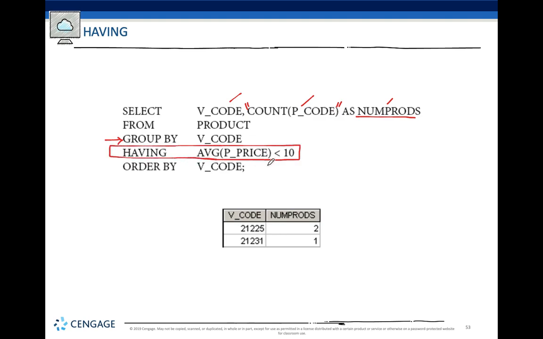In this case, we are specifying: give me the number of products for each vendor, because we are grouping by vcode. And by the way, only give me those results where the average p price, average product price, is greater than $10. And order by vendor code. So we get 2 rows as results. Only these 2 vendor codes have an average product price of greater than $10.